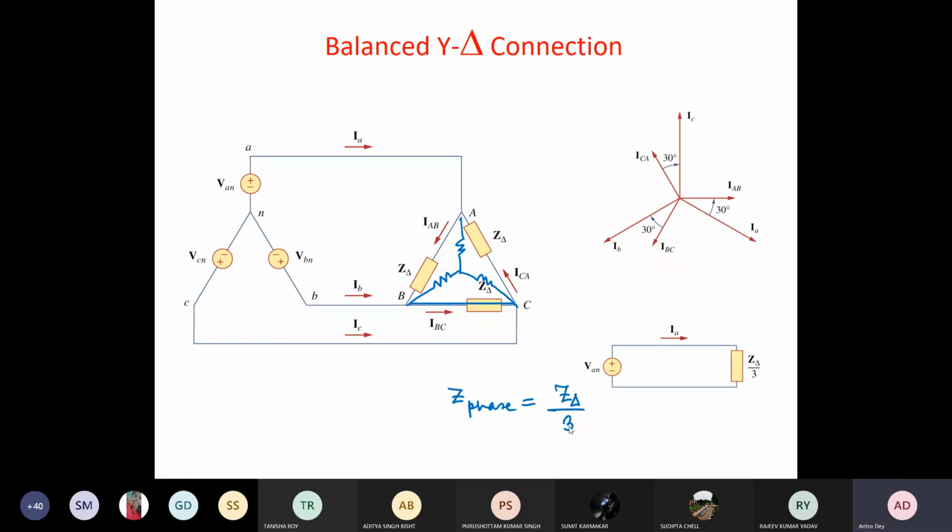Okay, so what was the formula? I forgot. Can anyone repeat how you can change from delta to star? Is it R1 plus R2 plus R1 R2 by 3? I think it is from star to delta.